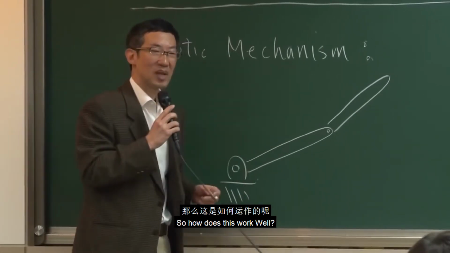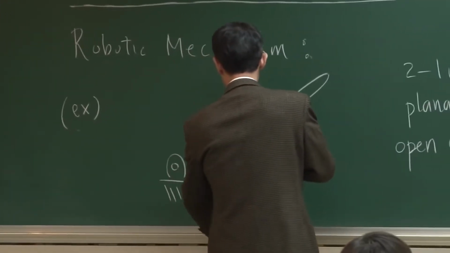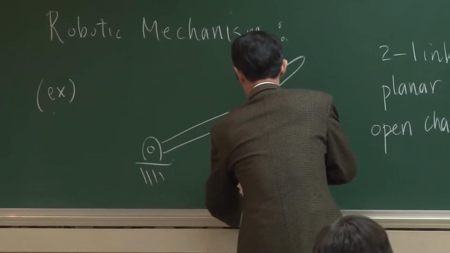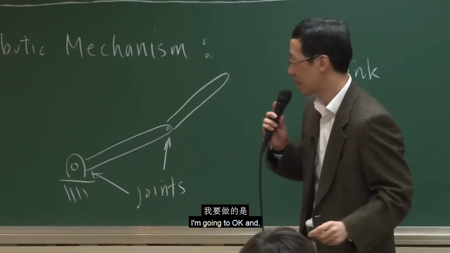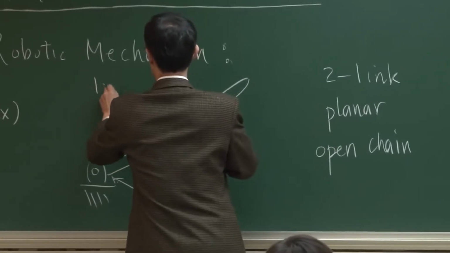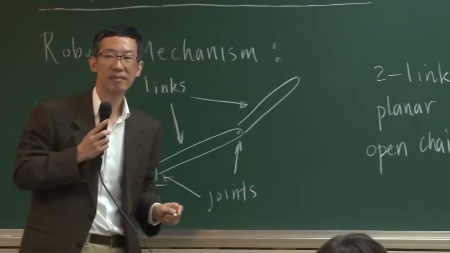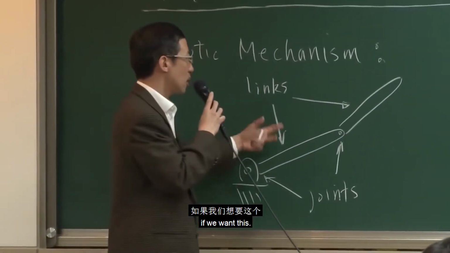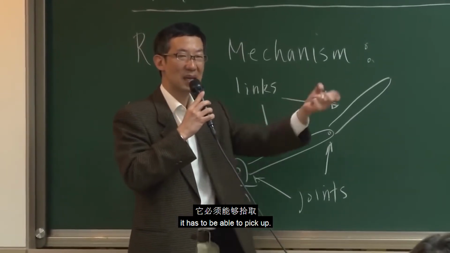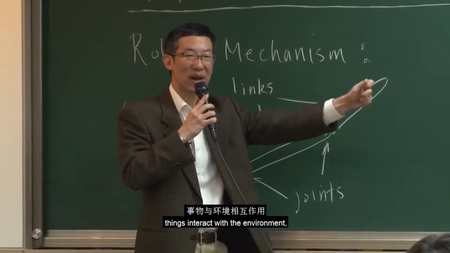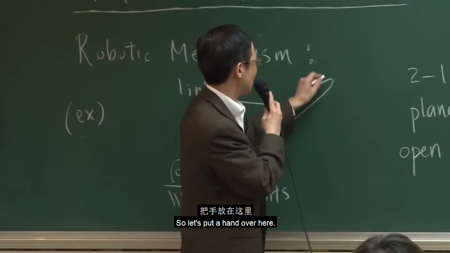So how does this work? Well, a typical robot consists of joints. So here we have two joints. Here's joint 1, joint 2. Okay? And as I said, we have links. Here's link 1, link 2. Okay? Now, if we want this robot to do something useful, it has to be able to pick up things, interact with the environment. So it's going to need something like a hand, right? So let's put a hand over here.